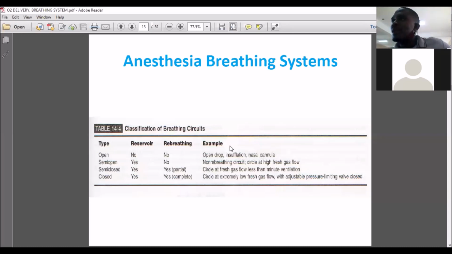Now the semi-closed, okay? You're breathing, but you're in a system. In that system, what you breathe out goes to the reservoir. You getting me? When it goes to that reservoir, you breathe it back. But I also add another part.